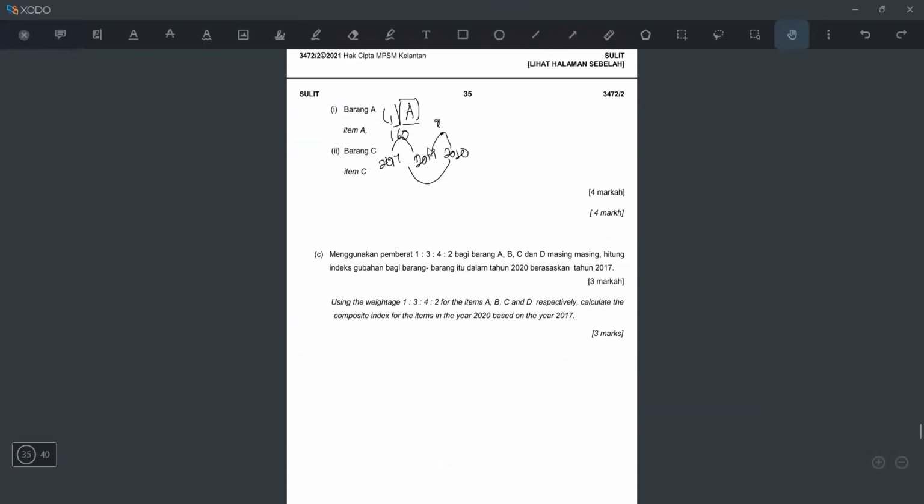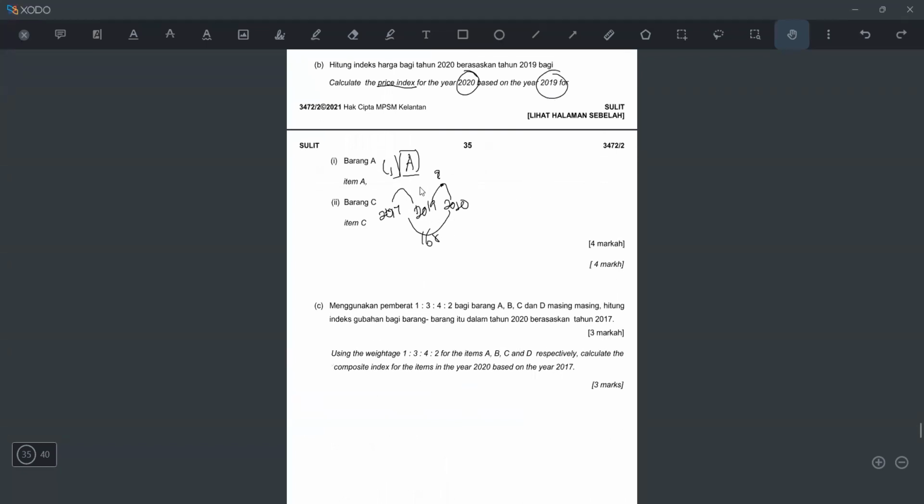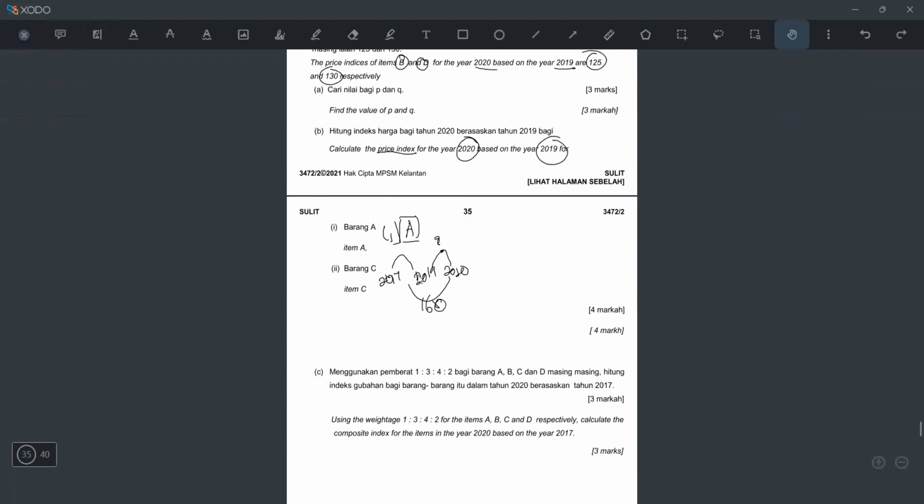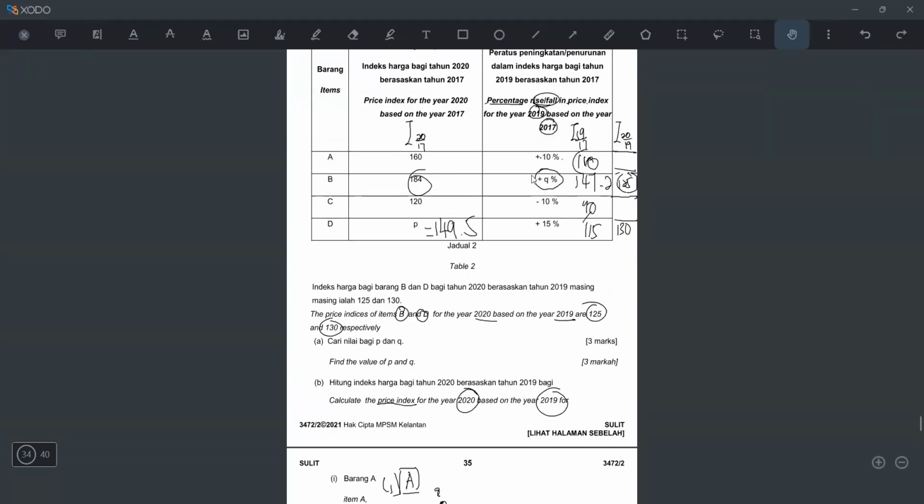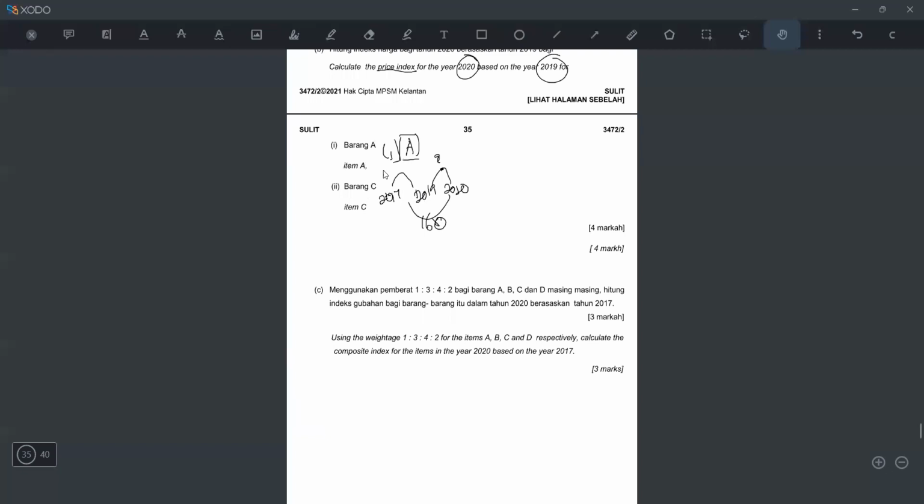Did I write it at the correct place? Oh no, because that's the 1917. So this one is the correct one. 160. Seems wrong. Okay, 2017, let's check again. 2017. Yes, 160. Okay, what about the 1917? I also have 110. So 1917, how much? 110.